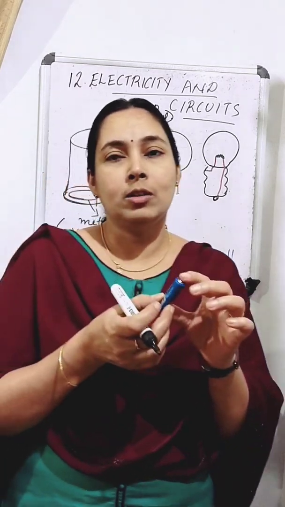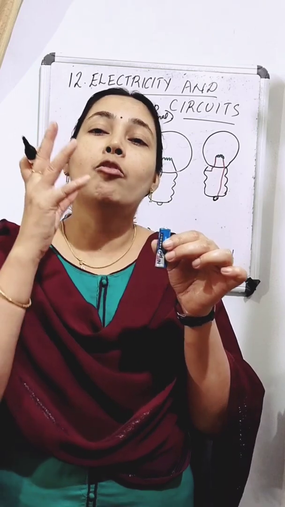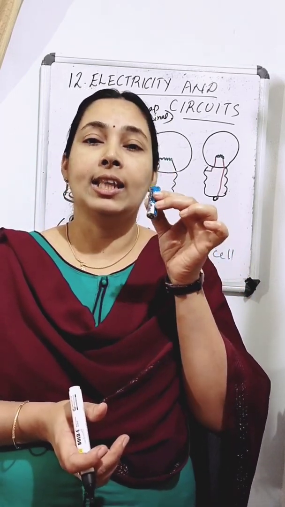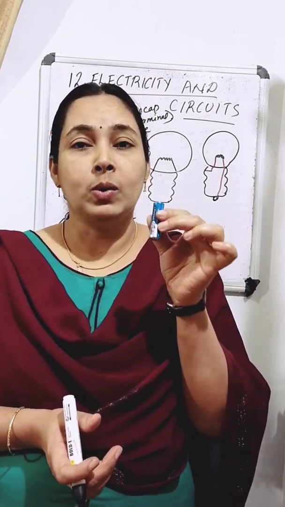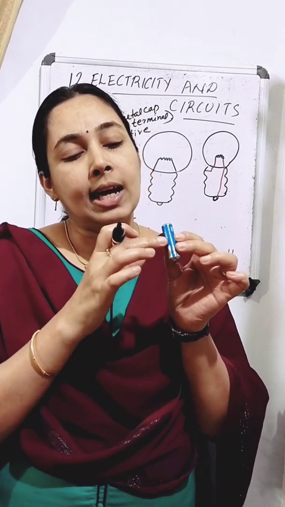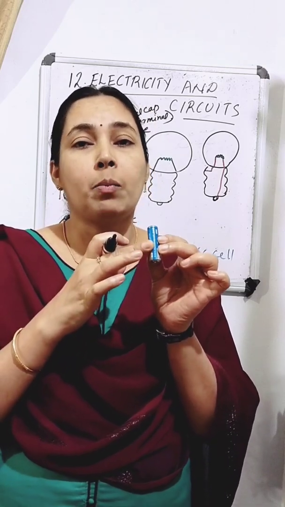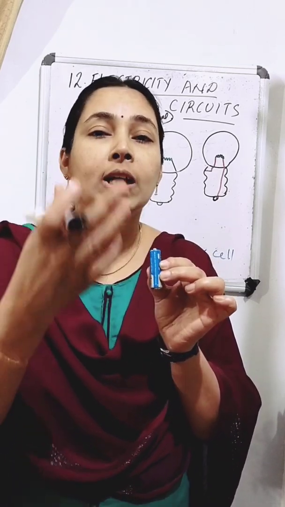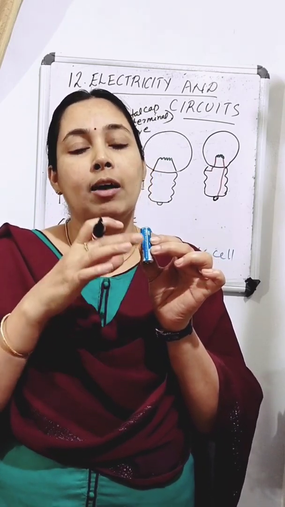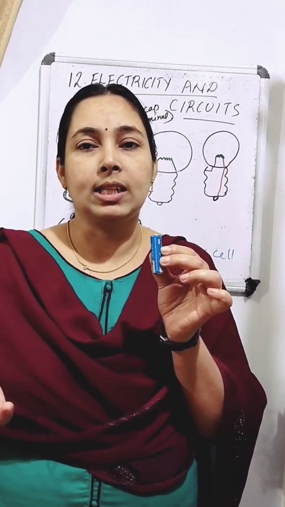Now, we saw that this electric cell is providing electricity to the torch. From where does this electric cell produce electricity? This electric cell produces electricity from the chemicals stored inside it. Inside this electric cell, some chemicals are stored, and those chemicals are producing electricity for the torch. And when the chemicals are used up, what happens? Afterwards, there won't be chemicals. Then the electric cell stops producing electricity.